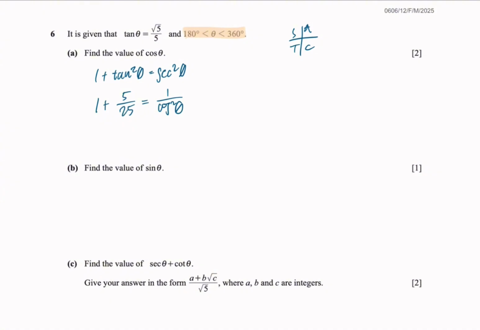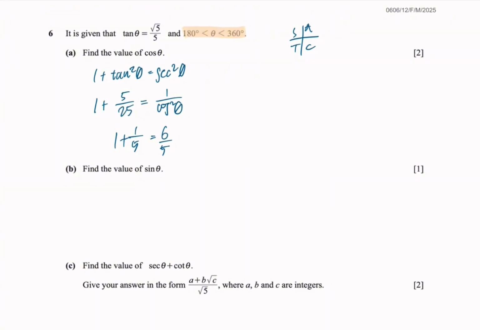And then now I'm going to simplify this part first. So 1 plus 1 over 5 is equal to 6 over 5. And then taking the reciprocal of 1 over cos squared, basically 5 over 6 is equal to cos squared theta. And cos theta is equal to root 5 over 6.